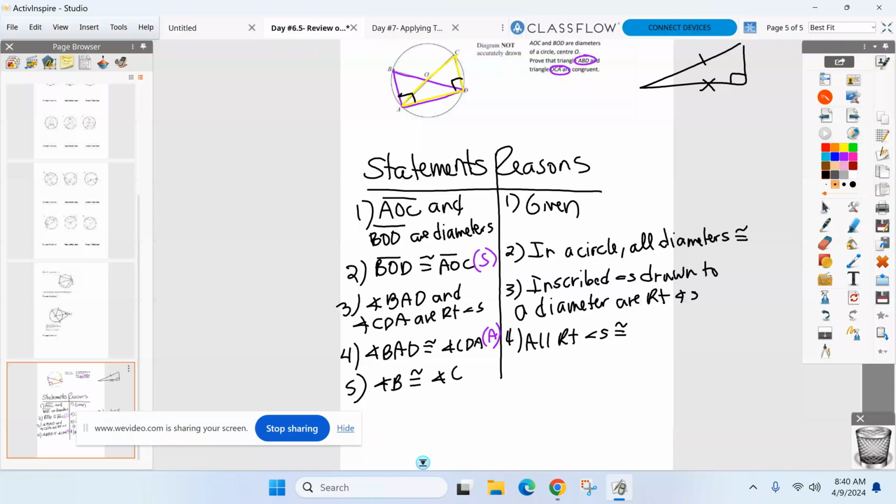How does she know that? Know your facts. What type of angles are B and C? Inscribed. Look where they're both drawn to. Not a diameter this time, but they're both drawn to the same arc. There you go. That makes them congruent. Two inscribed angles drawn to the same arc are congruent.